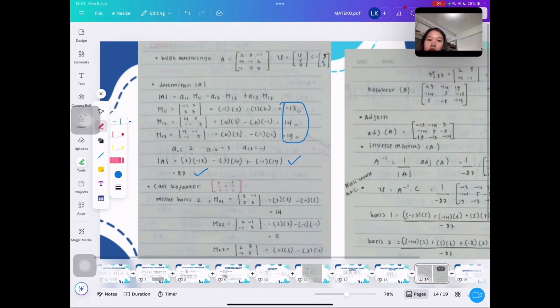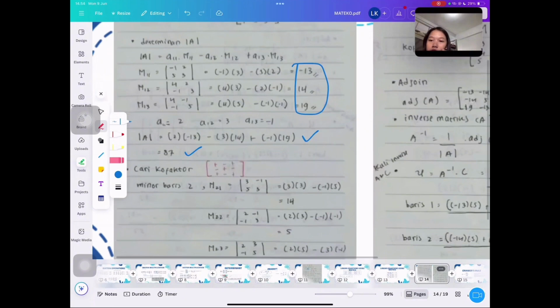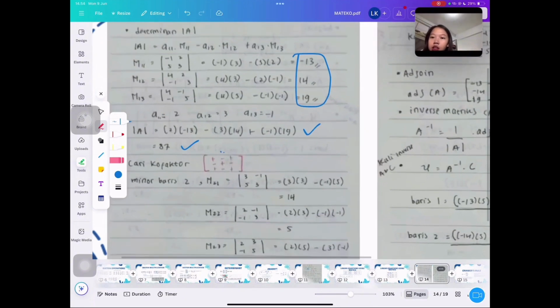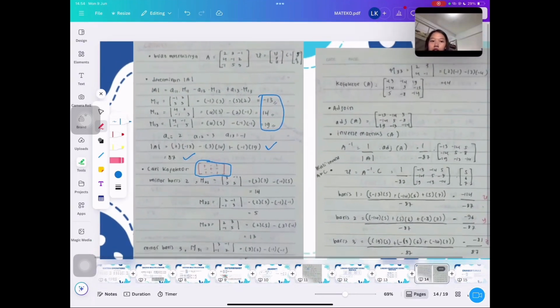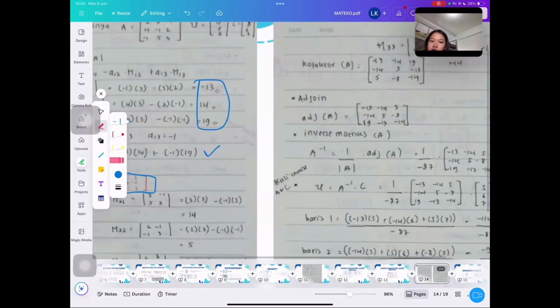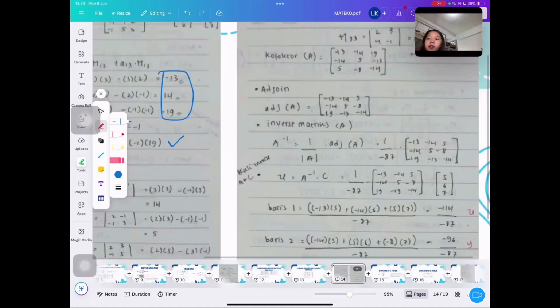This is how to find the cofactor. This is the formula for the cofactor, and then we just have to calculate. And then after finding the cofactor, let's continue by working on the inverse matrix. Before we move to inverse matrix, we have to find the adjoint A.